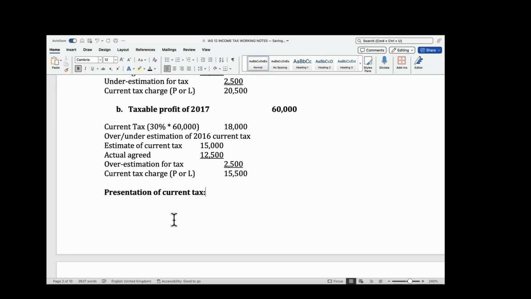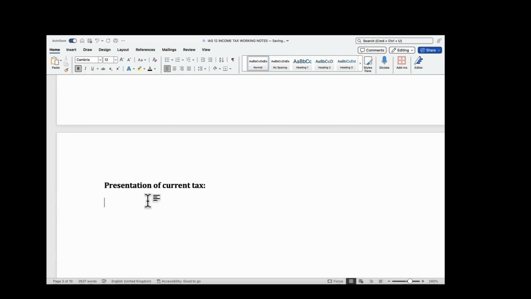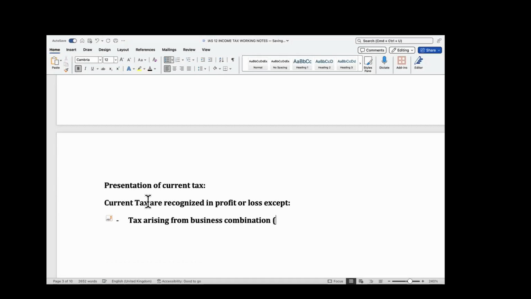So, on the basis of the above explanation, current taxes are recognized in profit or loss, except tax arising from business combination, where taxes acquired in a subsidiary are treated as part of the net assets acquired.